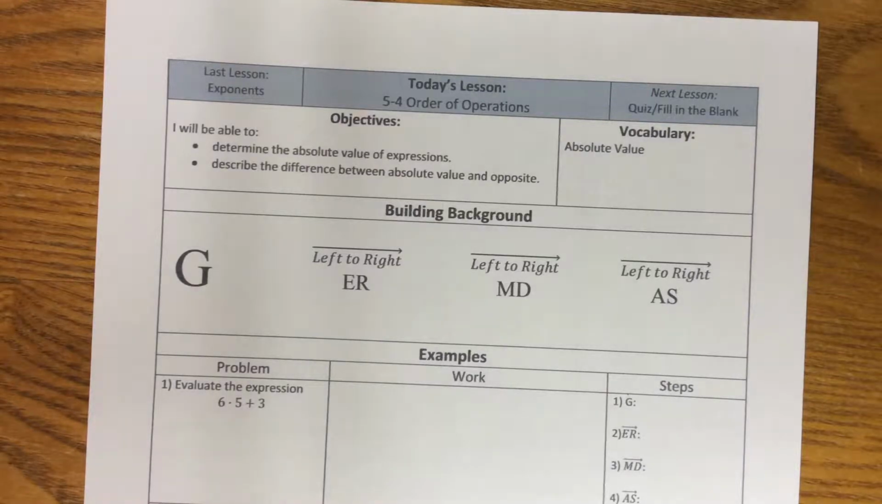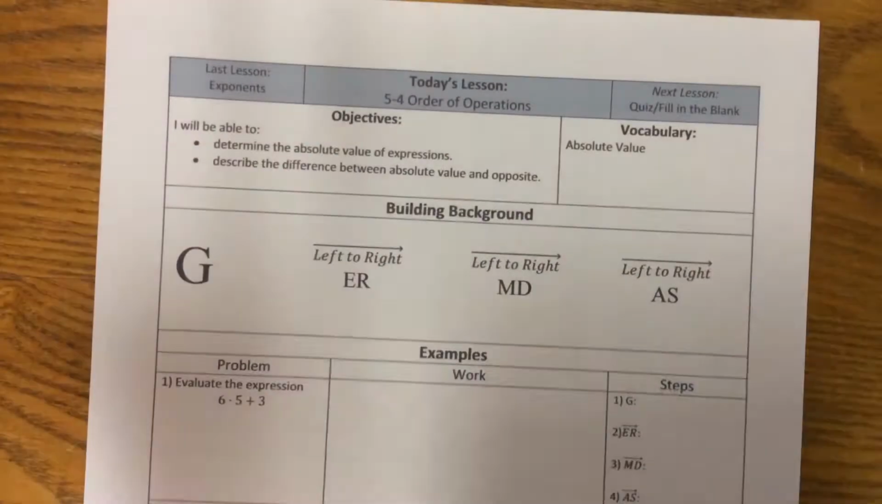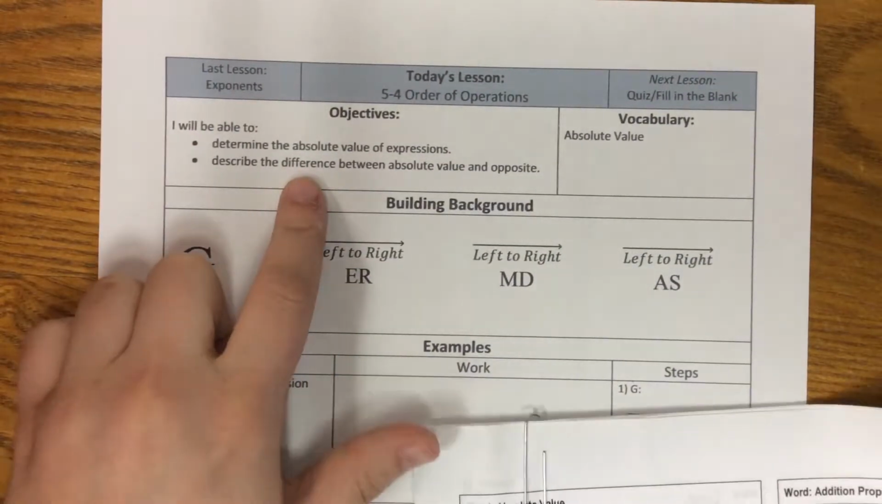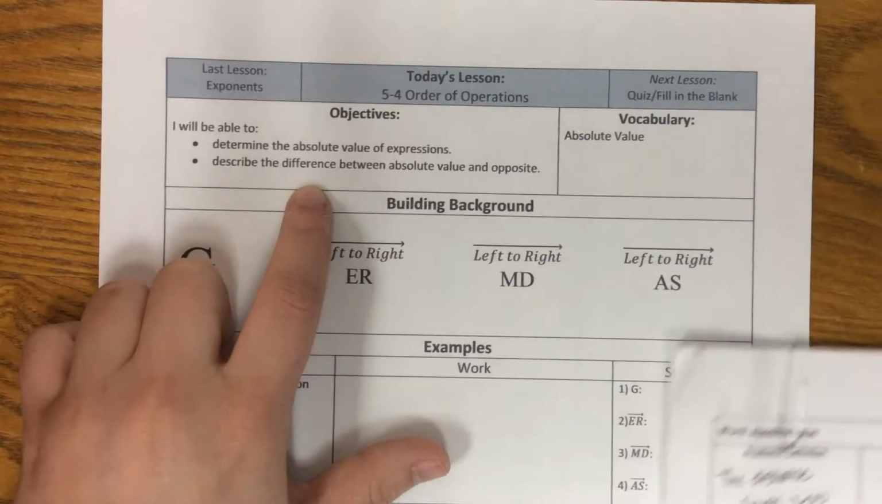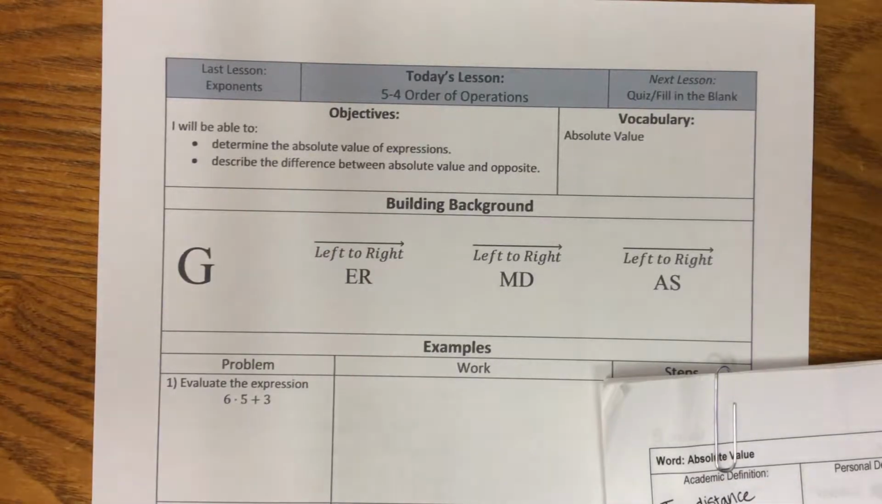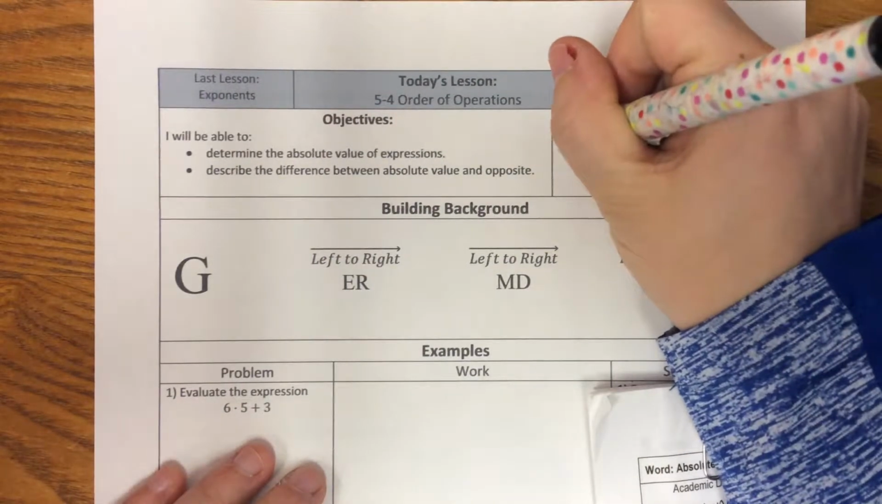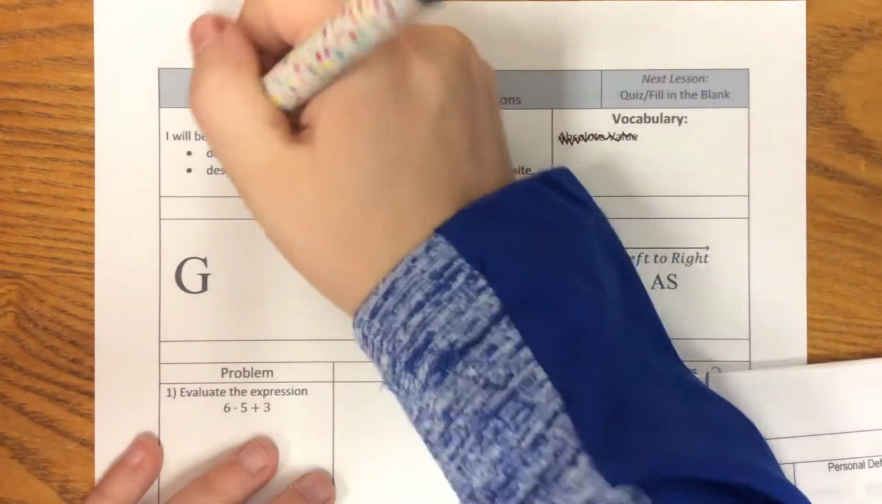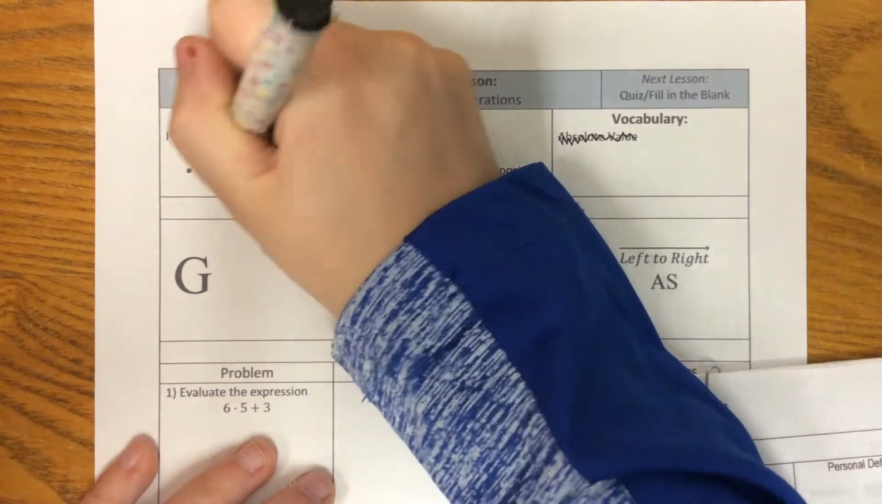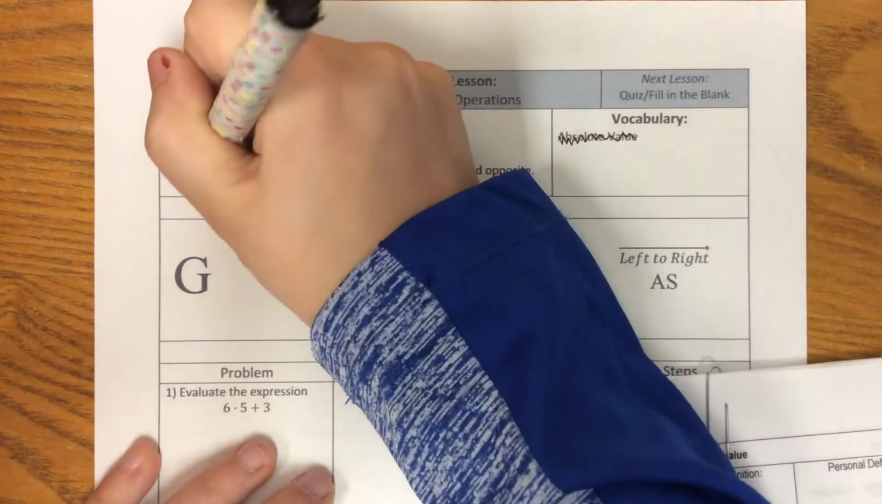All right, welcome to 5-4, order of operations. Today we'll be able to determine the absolute value of expressions and describe the differences. Oh, that's why it says absolute value there. This is all wrong. I was like, we already did absolute value. Okay, there's no vocabulary, but today we'll be able to, this is wrong, so cross this out.